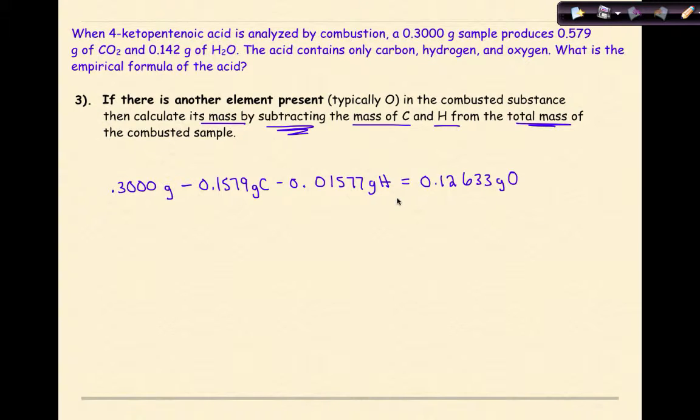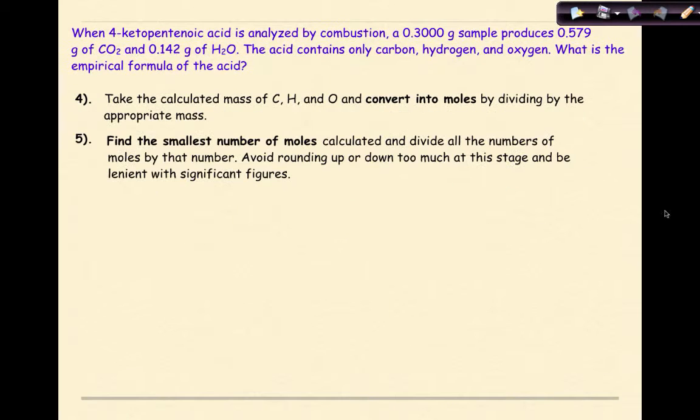So now I have my 3 masses: my mass of carbon, my mass of hydrogen, and now my mass of oxygen. So I can go on to my next step, which is calculating the empirical formula. Okay, so step number 4 is take the calculated mass of the carbon, hydrogen, and oxygen that we found in the previous step and convert them all into moles by dividing by the appropriate atomic mass. Finally, we're going to find the smallest number of moles calculated and divide all of the numbers of moles by that number. So this is basically the same thing that we did before to figure out empirical formula.